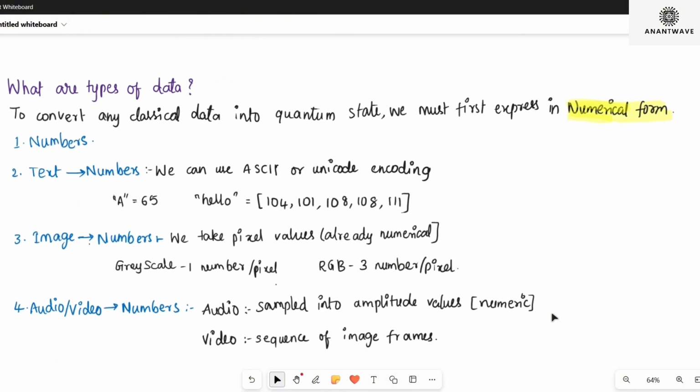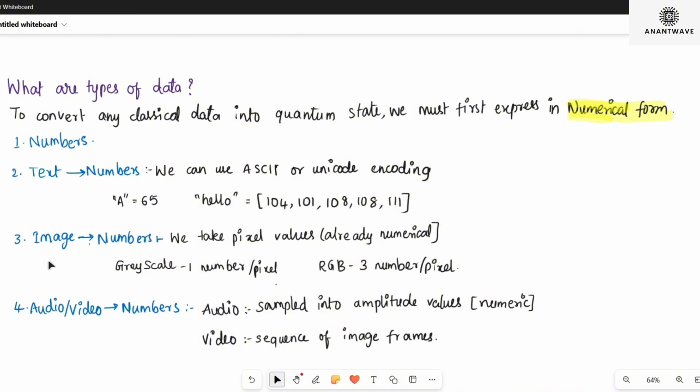What are the types of data we use in daily life? To convert any classical data into a quantum state, we must first express it in numerical form. Numbers: it is already in numerical form. Text: we can use ASCII or Unicode encoding for languages other than English. Let's take an example, A. The ASCII value of A is 65. In the string hello, each character is mapped to its ASCII value and presented as a list of numerical values.